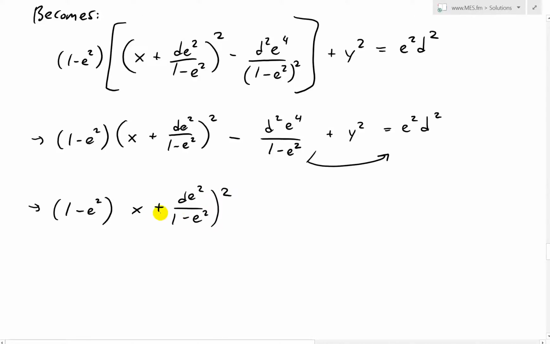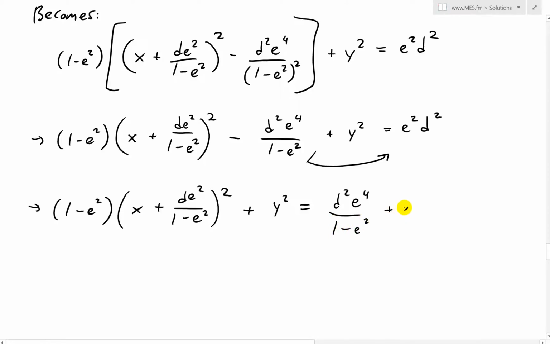Right, this is a bigger bracket like that. And then, yeah, plus y squared, and bring it over to this side. I'll put this one in front of it, just because it has a denominator like that. And I'll show you, because we're going to add up and use a common denominator. So e to the 4 plus e squared d squared.